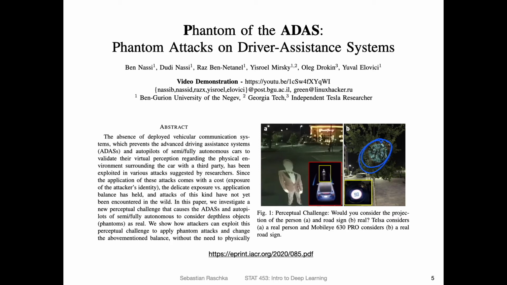And you can think of a real world application. If there's some malicious actor, they could maybe essentially project certain things and then cause crashes and stuff like that. Or here, for instance, they projected a silhouette of Elon Musk onto the street, and the car was then thinking there's a person on the street and was braking pretty hard and things like that.